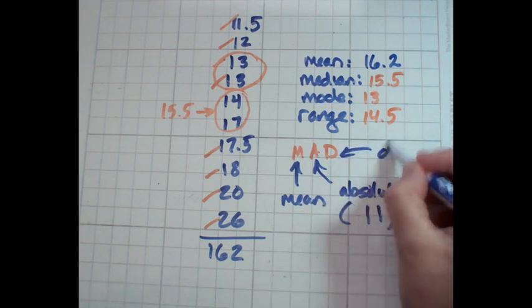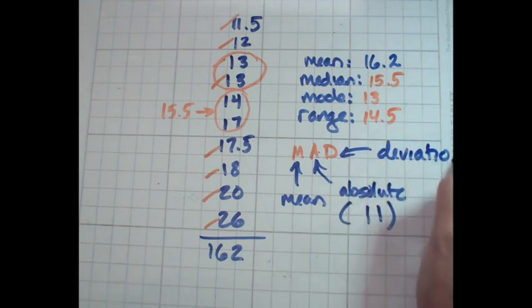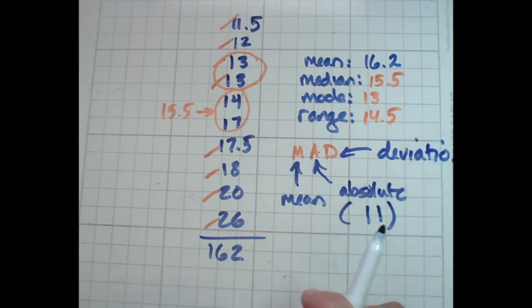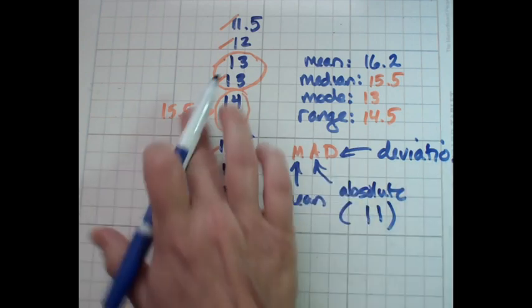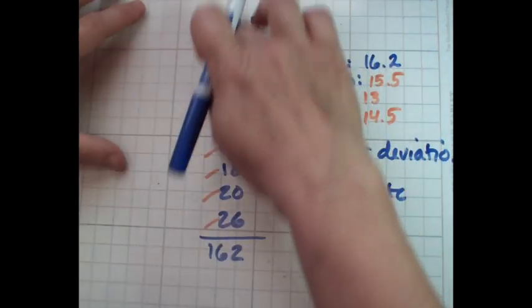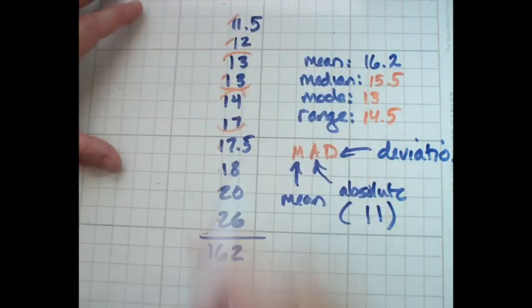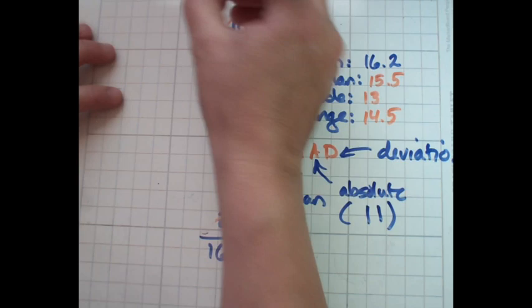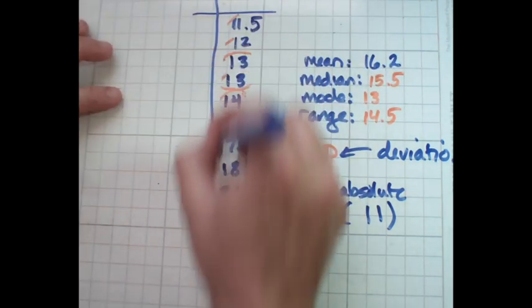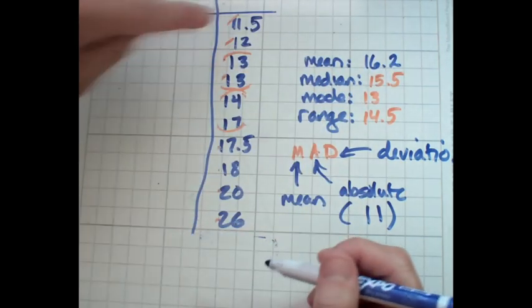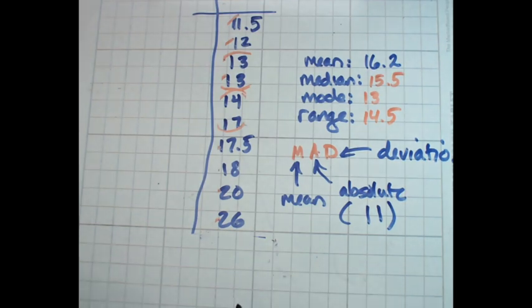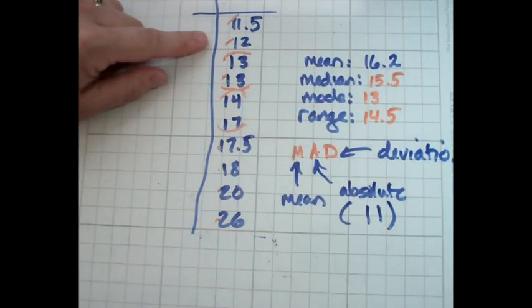And deviation. So mean absolute deviation means how far away is it? How far does it deviate from the mean? So in order to figure out the mean absolute deviation, I'm going to need to know the deviation of every single one of these numbers from the mean. So what I want to know is how far are these numbers from the mean? So I'm going to go ahead and make a table because I need this information for every single one of these numbers. Okay? So we'll start with 11.5.